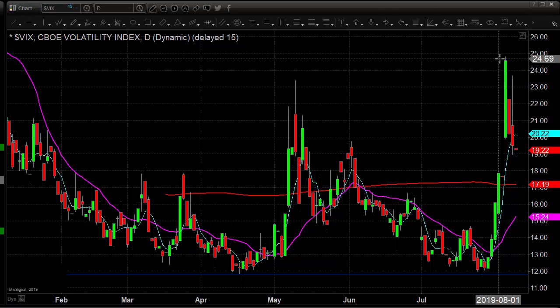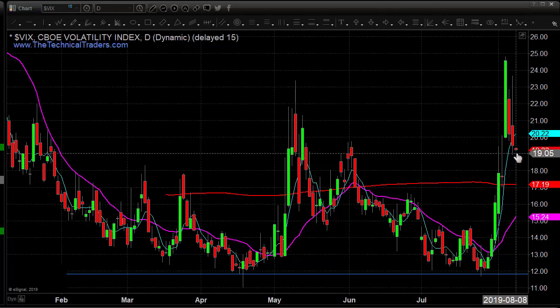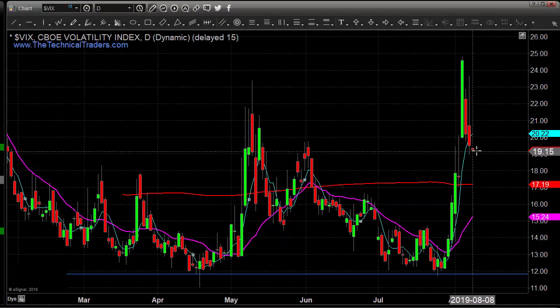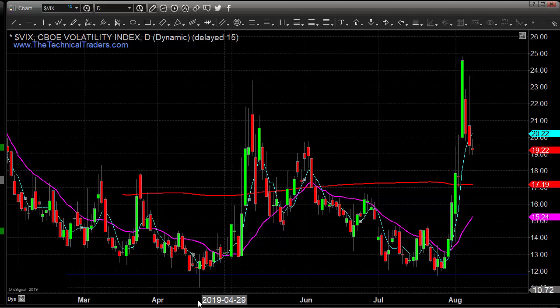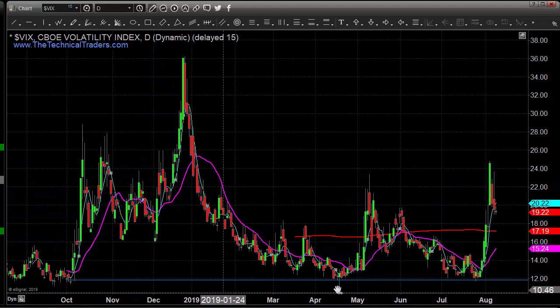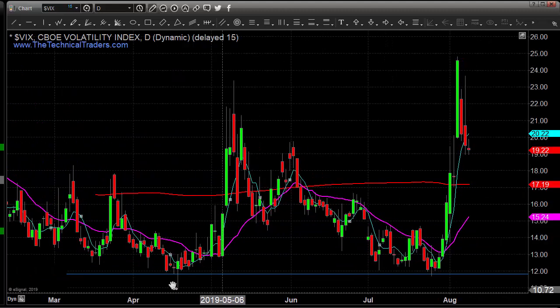Initial spike in the VIX, a big pop there. It's already faded back down. If we do get another leg down in the equities market, let me just show you what happened back here in May.